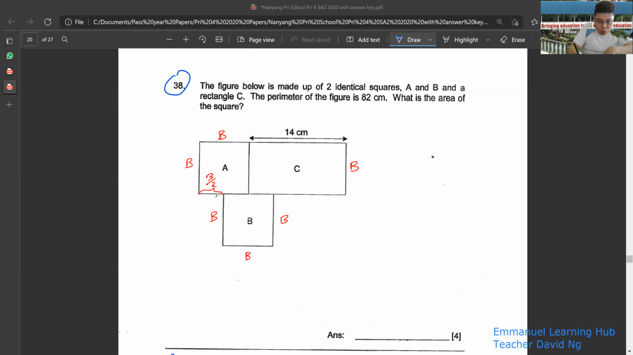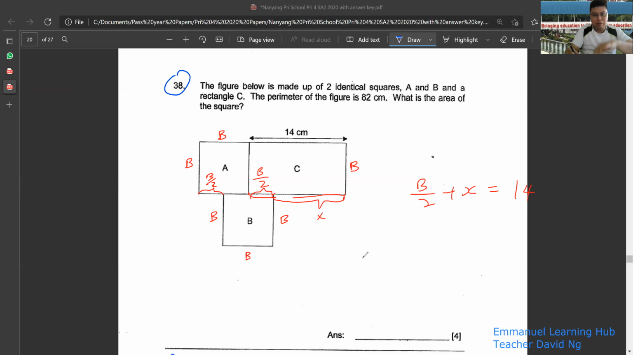Okay, this part is b over 2. This b. Then this part here you don't know. This part here is this part here, right? So this whole part here, b over 2 plus x is equal to 14. Do you understand why? Because this part just now I told you is b over 2. So b over 2 plus x is 14.